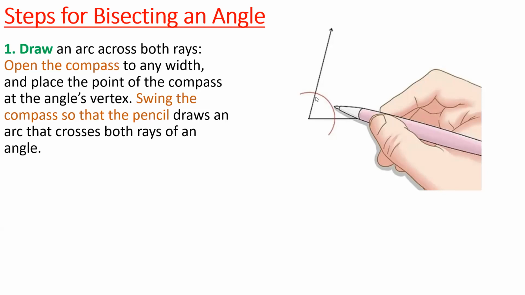So we want to draw an arc. By the way, please make sure to draw the diagram on the right side. So we're going to draw an arc. It's like how we have the arc right there, and it's going to cut both rays, this ray and also the next ray. So we have to swing the compass so that it cuts both rays.